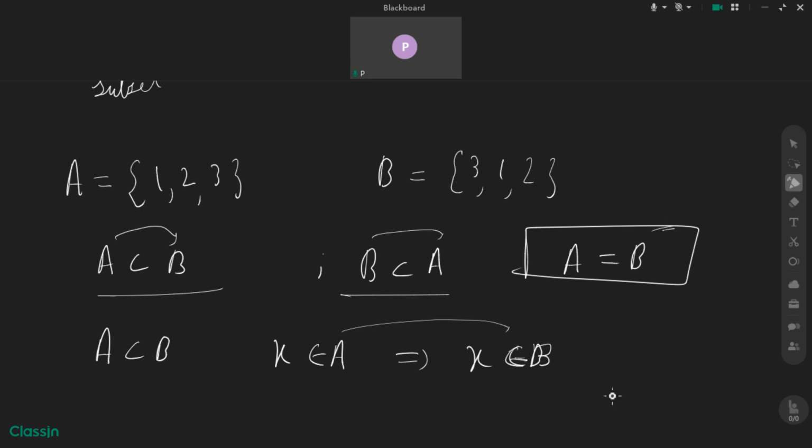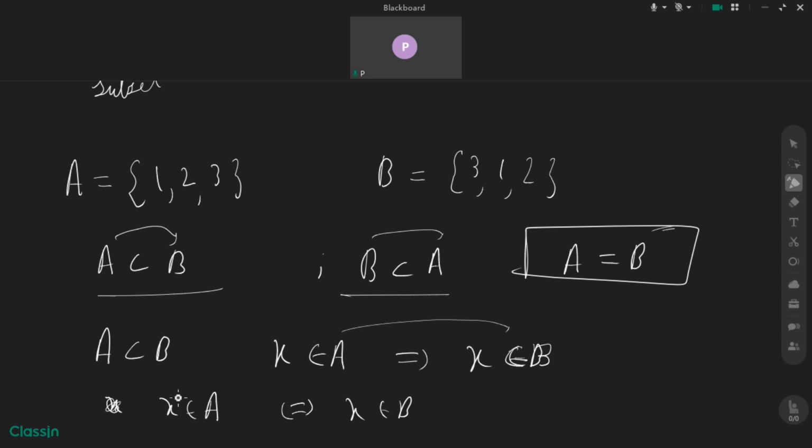Now what about this above relation? We can write like this: if x belongs to A, it implies if and only if x belongs to B. So we can say that in that case we have A equal to B. So if A is a subset of B and B is a subset of A, we write like this: if x belongs to A, if and only if x belongs to B.